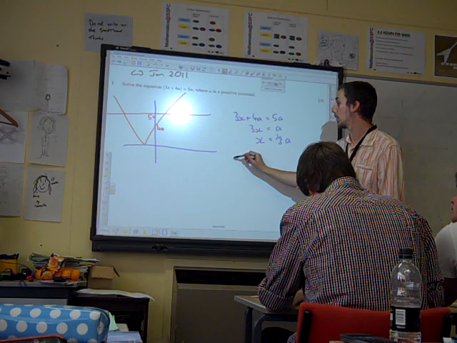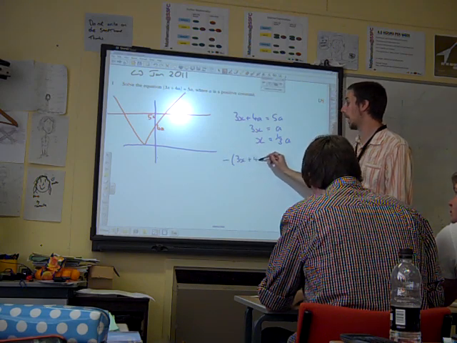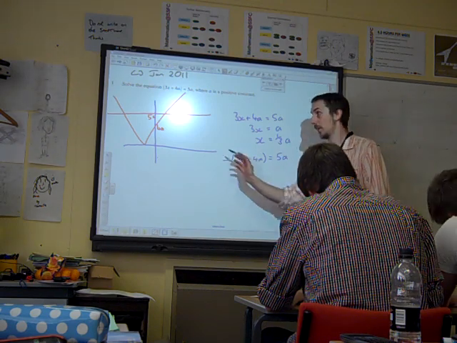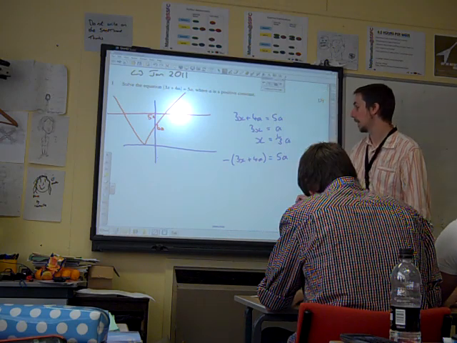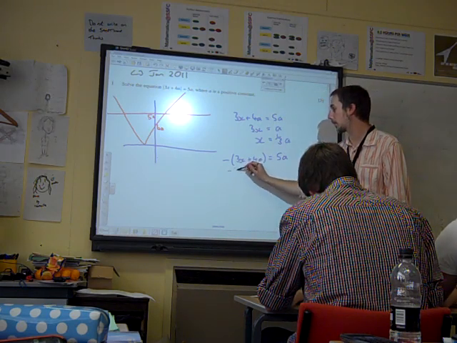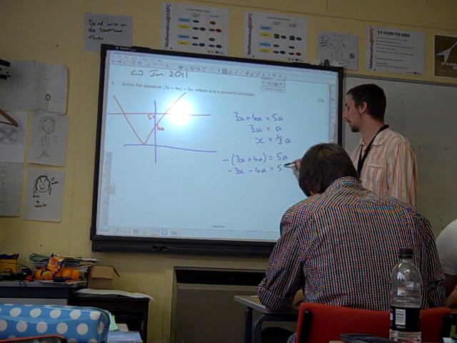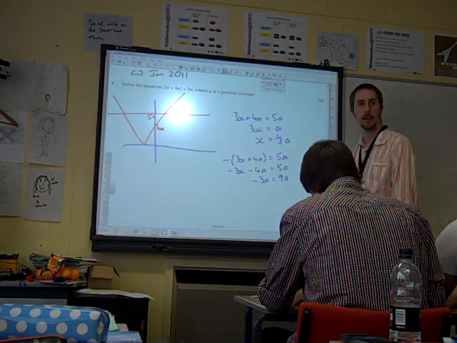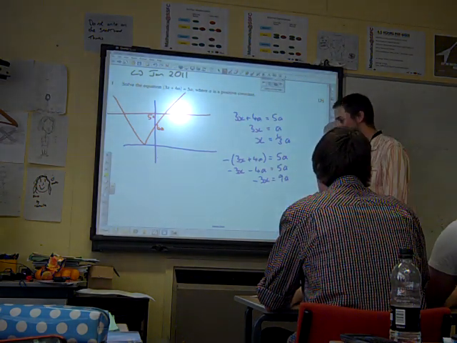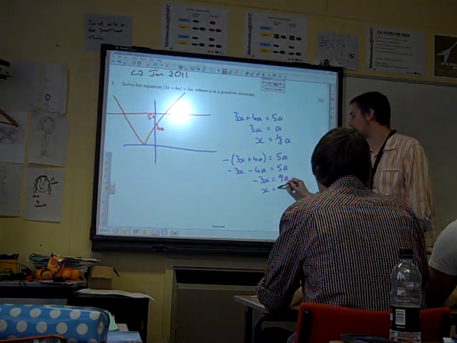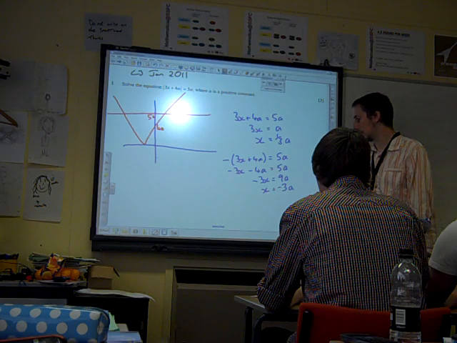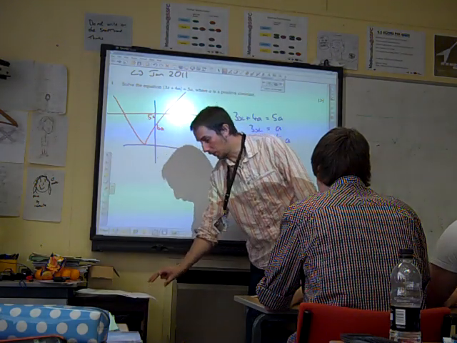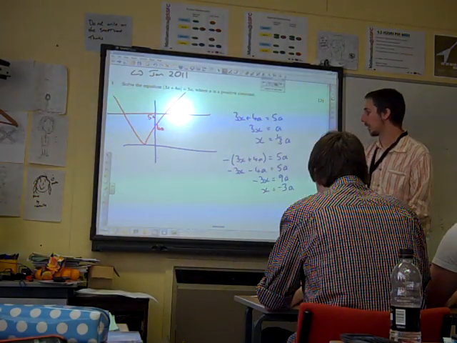And we do the other part, the negative of 3x plus 4a is equal to 5a. That's the other branch, that's this point here. And this gives us minus 3x minus 4a is 5a. You can do this however you want to, but we've got minus 3x is 9a, if we add 4a to both sides. So x is minus 3a, where a is a positive constant, and we've got those two things as our answers.